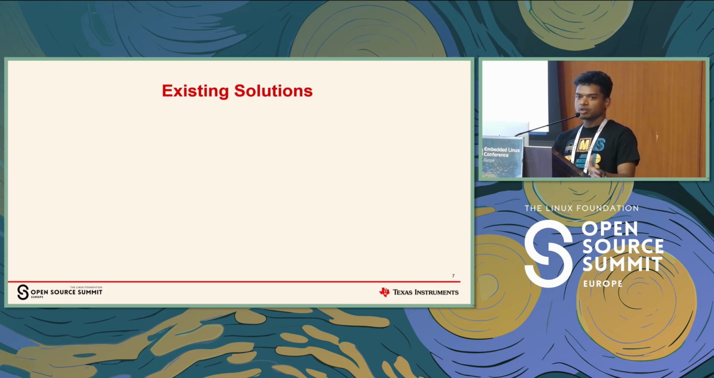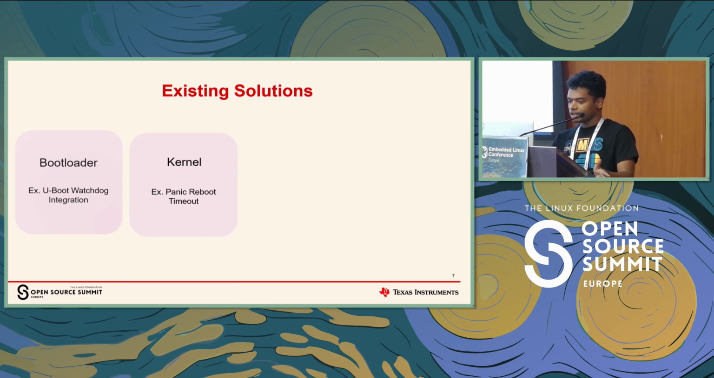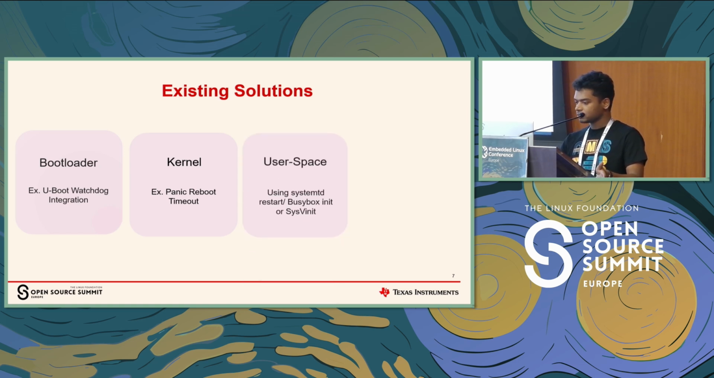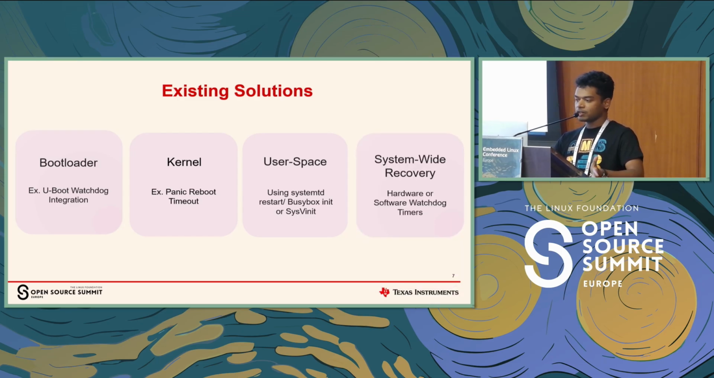So what are the existing solutions we have for recovery mechanisms? We'll go through how the boot flow works. In the bootloader, you have watchdog integrations, in U-Boot at least. In the kernel, panic reboot, timeout, again watchdogs. In user space, you can use systemd, busybox init, or sysvinit to control your applications. And as system-wide recovery, you have hardware and software watchdog timers.